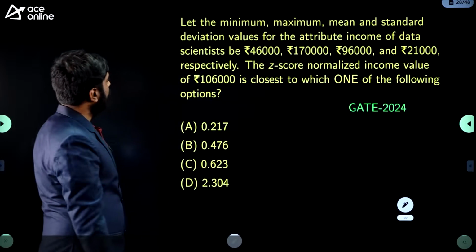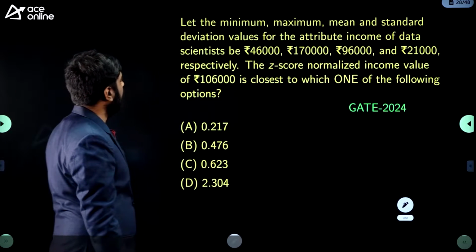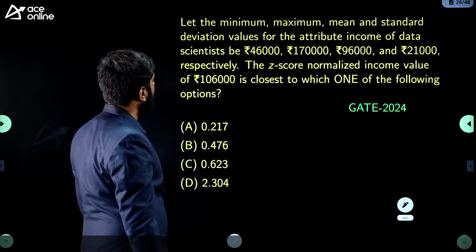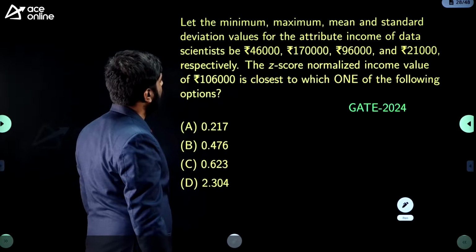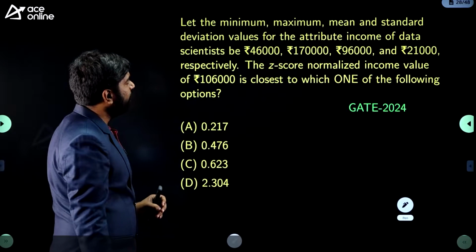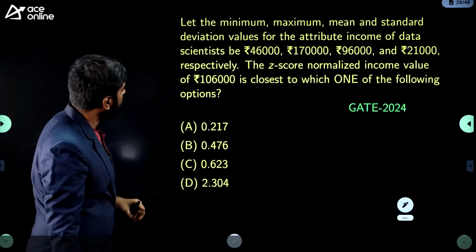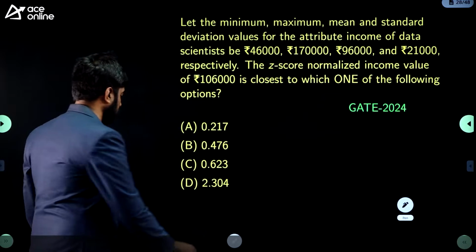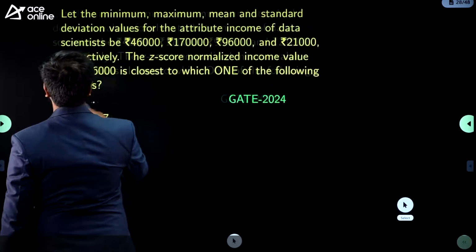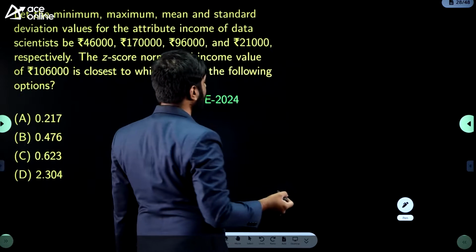Let us look at the next question. Let the minimum, maximum, mean and the standard deviation values for the attribute income of data scientists be some values in rupees, respectively. The z-score normalized income value of this is closest to which one of the following options? So it is about the normalized z value. How do you find the normalized z value? It is so simple.